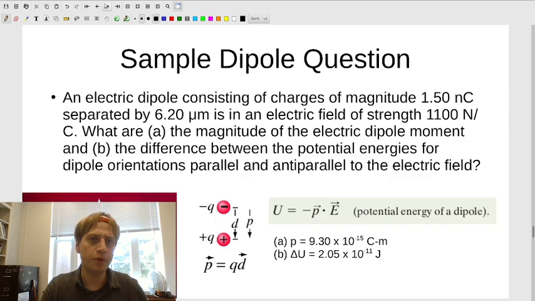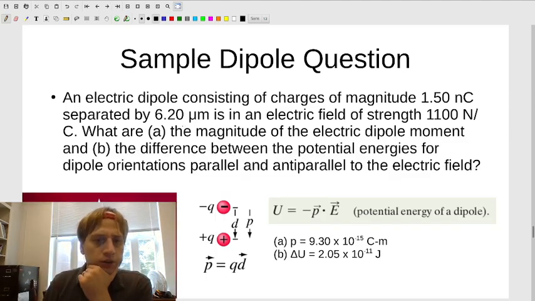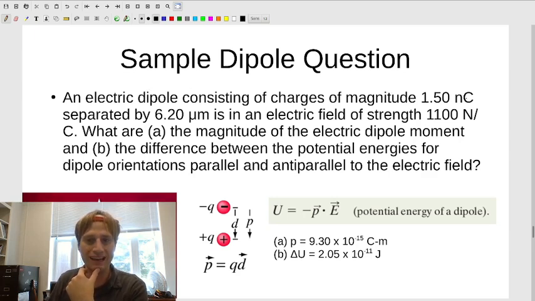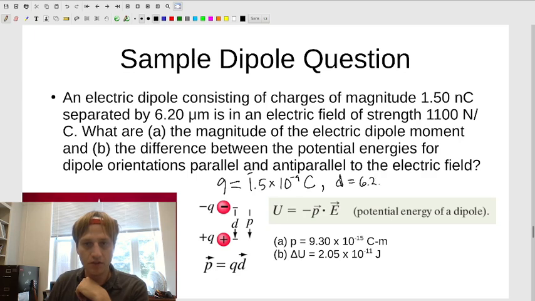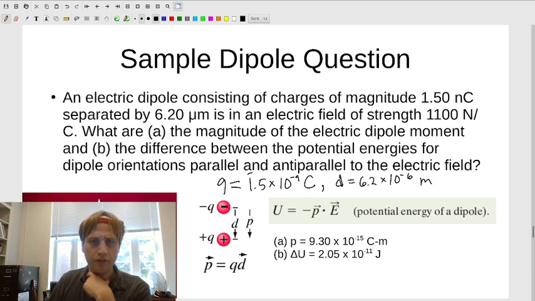So I have given you one problem on your homework with this, just to see what sorts of numbers you would expect to get out of it. Here's a sample dipole question. It says an electric dipole consisting of charges of magnitude 1.50 nanocoulombs. Okay, so I have a plus and a minus. I have a plus 1.5 nanocoulombs, a minus 1.5 nanocoulombs. So my Q is going to be 1.5 times 10 to the minus 9 coulombs, separated by 6.2 micrometers. So my distance is going to be 6.2 times 10 to the minus 6 meters, in an electric field of strength 1100 newtons per coulomb. Okay, so they give me my electric field strength as well.